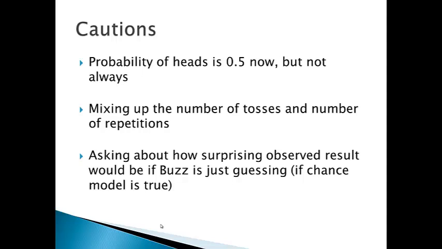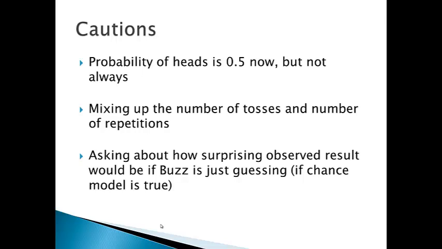Another word of caution when using the applet. I often see that students mix up the number of tosses and the number of repetitions. The number of tosses is equal to the sample size. We're flipping the coin 16 times. We're then repeating that many times. So the number of repetitions will always be a number like 1,000, or if you want more, you can even do more, 5,000 or 10,000.